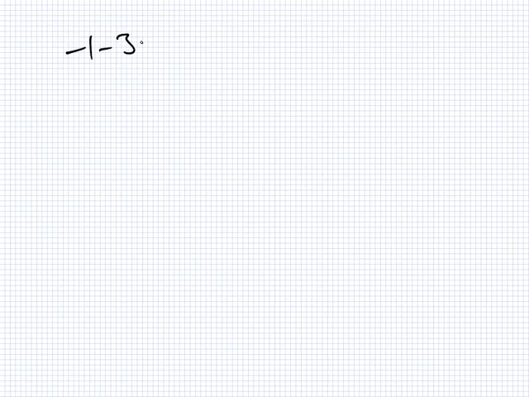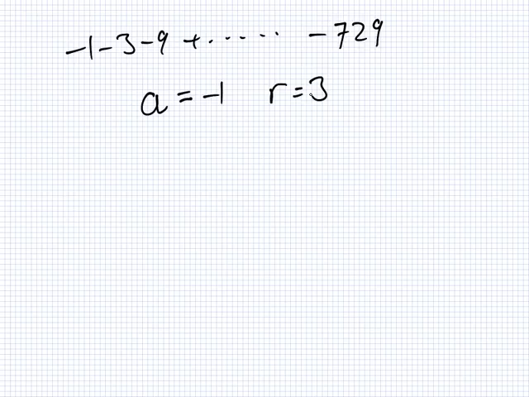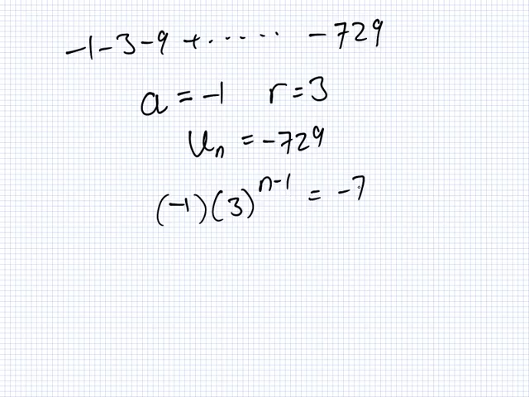Minus 1, minus 3, minus 9, and so on, up to minus 729. Do we know the A? Yeah, it's minus 1. And do we know the R? 3. Do we know the N? No, but we can find it. We can say U_n equals minus 729. That's A, which is minus 1, times 3 to the power n minus 1, equals minus 729.